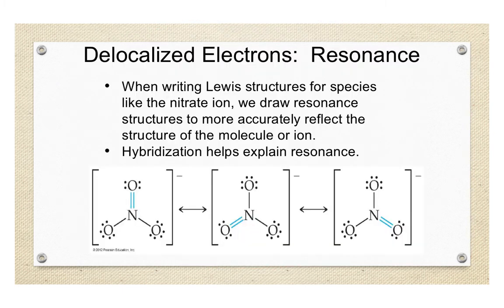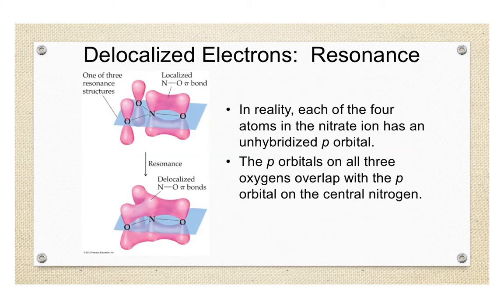All right. So this valence bonding theory helps us understand how resonance works as well. If we drew the nitrate ion, we would see resonance structures just like that. Hybridization helps explain this resonance. How do we get a double bond here and then a double bond there and a double bond there? Well, in reality, what we have going on here is the 4 atoms in the nitrate ion each have an unhybridized p orbital.